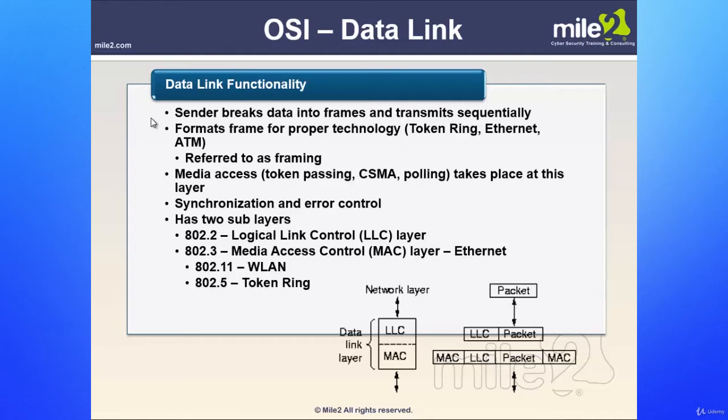Synchronization and error control also happen here, and it also has two sublayers. These are the logical link control layer, the LLC, and the MAC, the media access control layer. Not to be confused with the MAC address, which is the physical address of your network card. This is media access control, again, a sublayer of the data link layer. We also have WLAN, your wireless LAN, and token ring as well. So 802.11, 802.5, and such. So as you can see, that's how it's broken down.